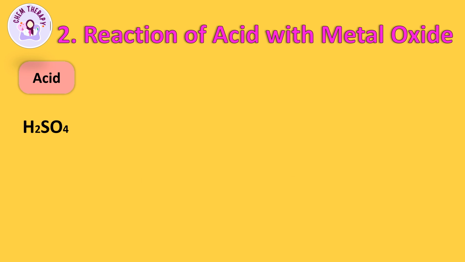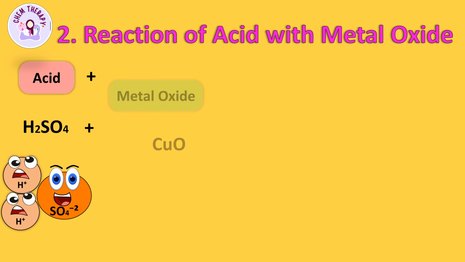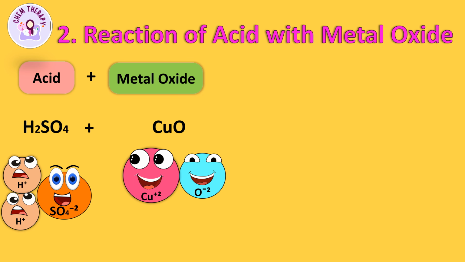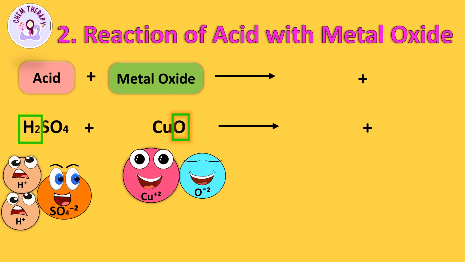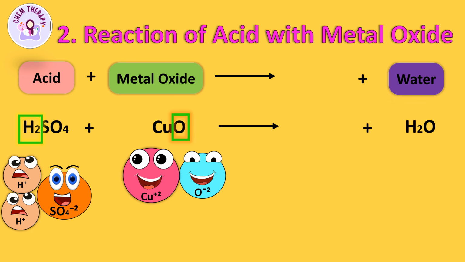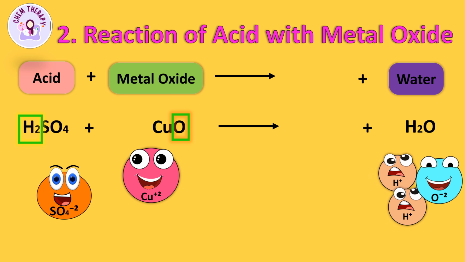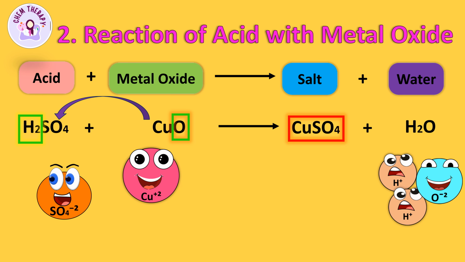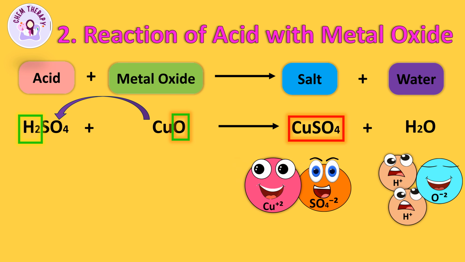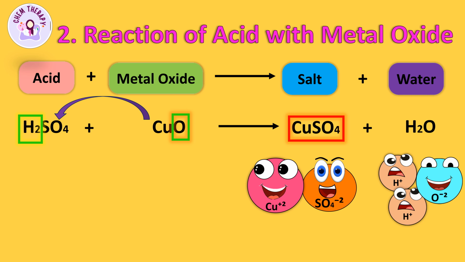Salt can also be produced by reacting acid with metal oxide. Here, we take sulfuric acid as acid and copper oxide as metal oxide. Hydrogens of acid and oxygen of metal oxide react to form water, while metal ion of metal oxide, which is copper here, reacts with the negative part of acid, which is sulfate, to form salt, copper sulfate.